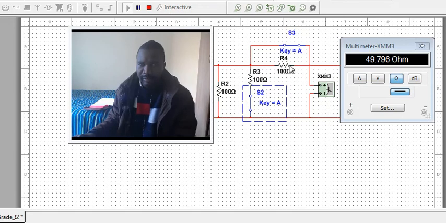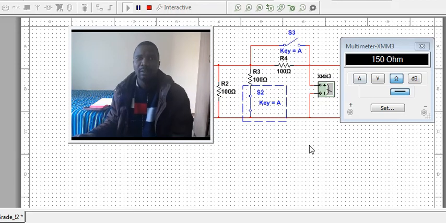Now we add 100 in series with this parallel combination. 100 plus 50, what will we get? 150. How do we add it? We reinstate it by removing the bypass. There it is. It's 150.